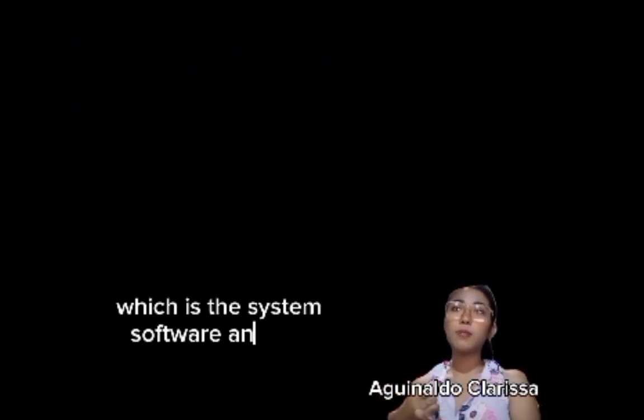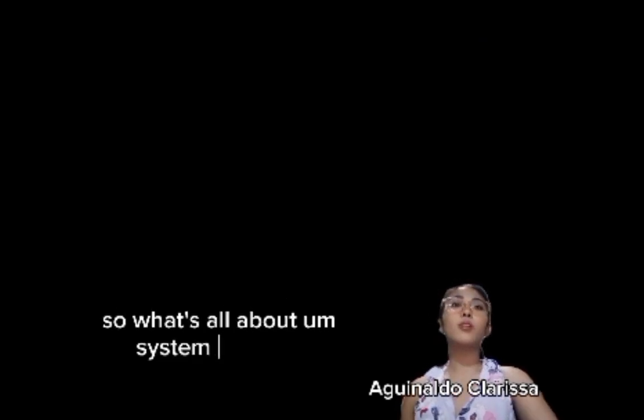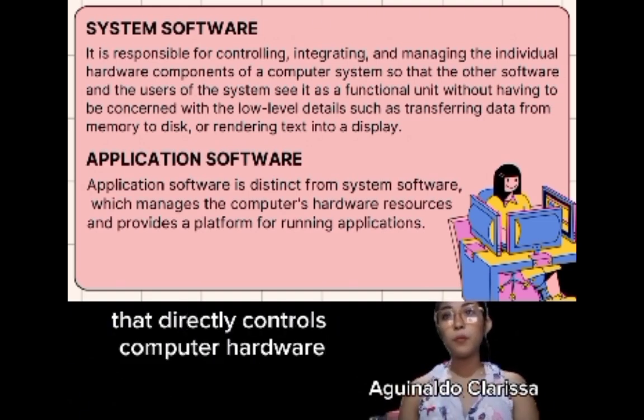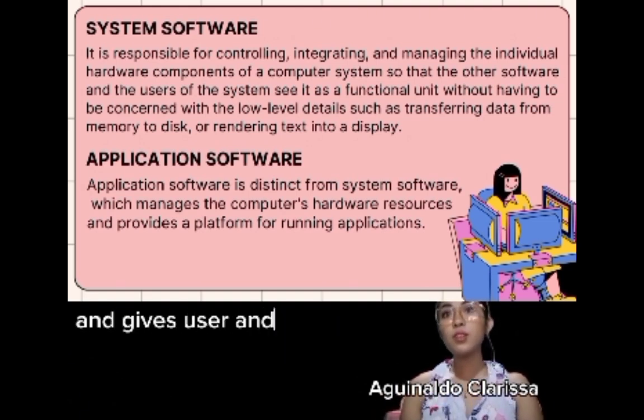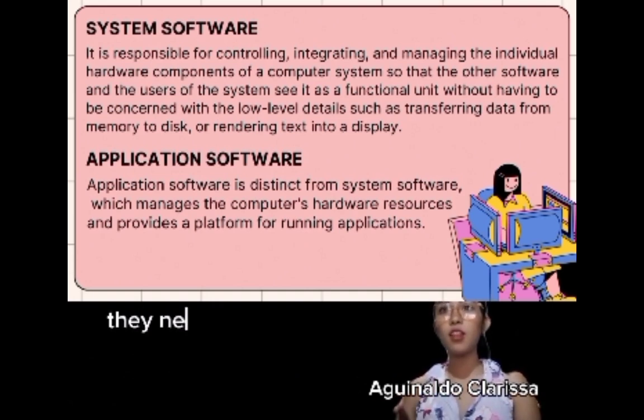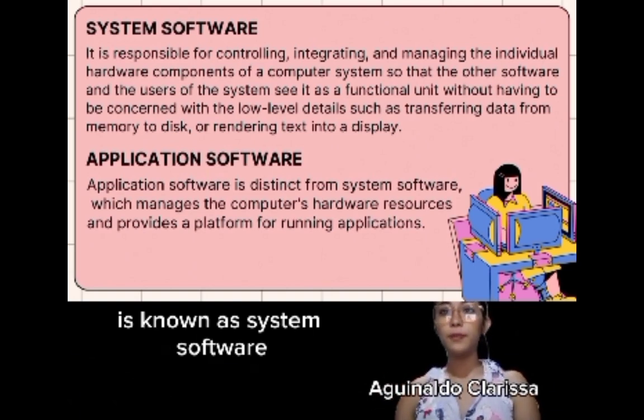So now, let's move forward to the categories of computer software. We have two: the system software and the application software. So what is system software? System software is the software that directly controls computer hardware and gives users and other applications the fundamental functionality they need to function properly.